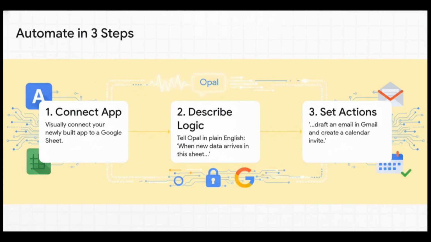And building a workflow is just ridiculously easy. You just visually drag a line from your new app to a Google Sheet. Then you just tell Opal what to do, again, in plain English. Something like, okay, when new data from my invoice reader lands in this sheet, go ahead and draft a follow-up email in Gmail and then create a calendar invite for the due date. And that's it. Opal handles the rest, building the whole automation out for you.